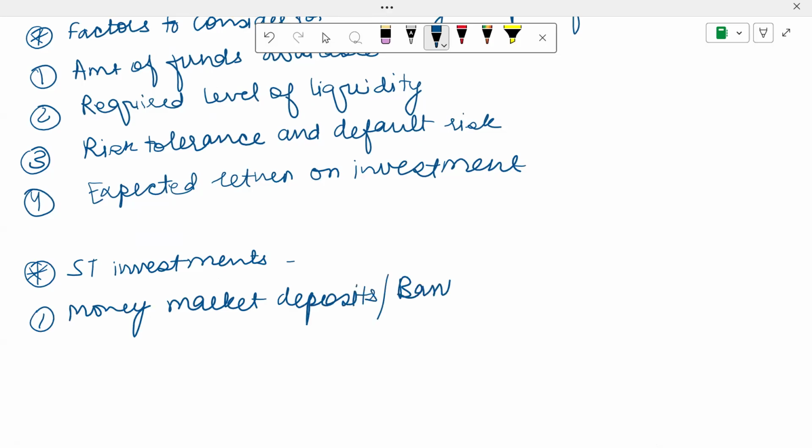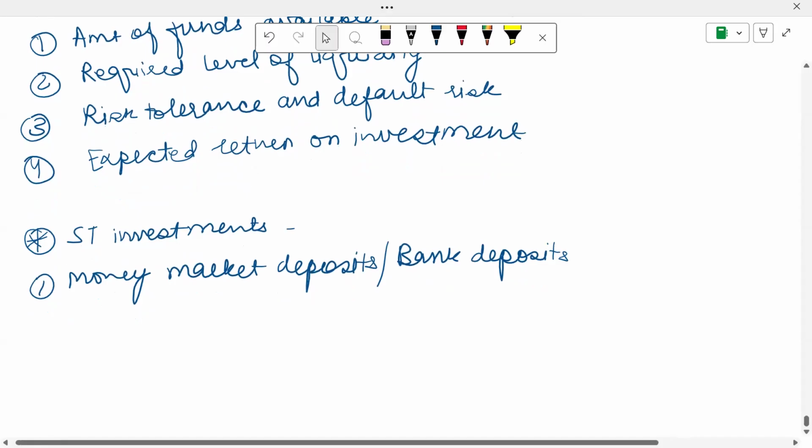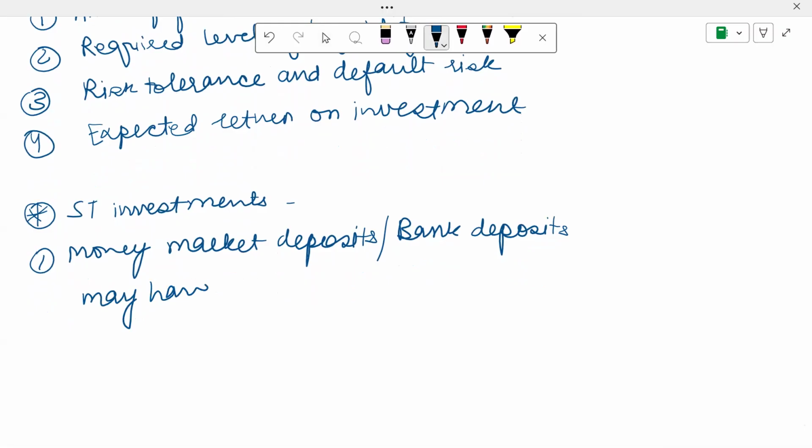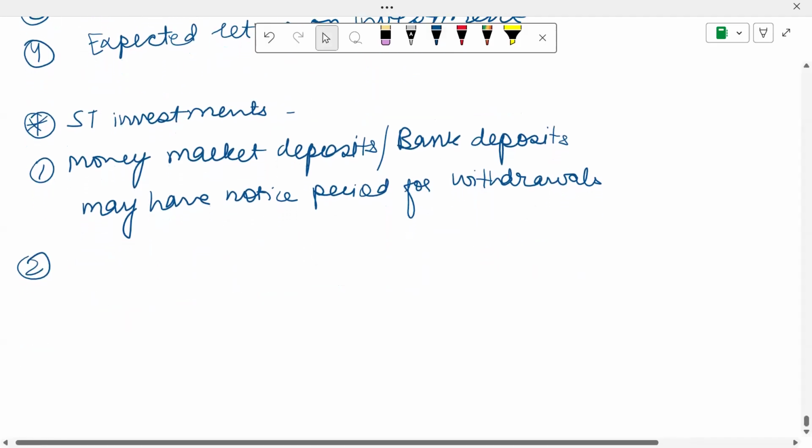Bank deposits. Now, what is this? We will put our money into the money market or we'll deposit it in a bank. So what happens with these deposits is that they may have a notice period for withdrawals. So let's suppose if you need that money today, you will have to give a notice well in advance that on this date, I need this money back. So this source may or may not suit you, as you see according to your needs.